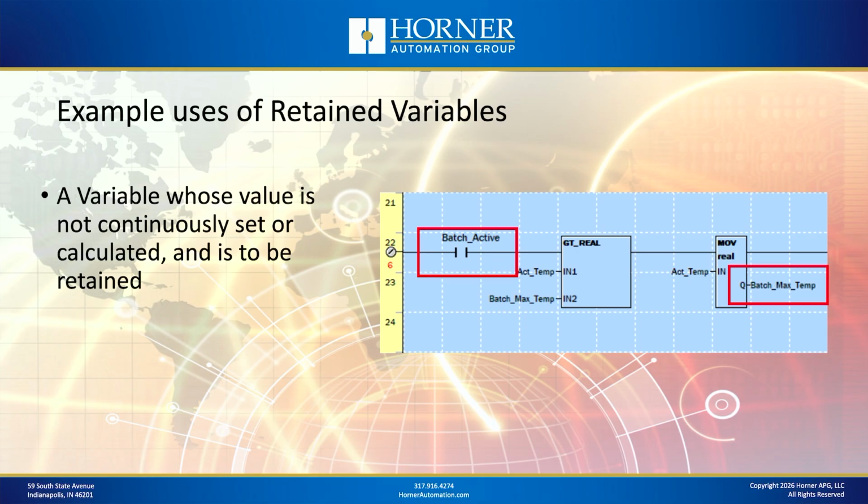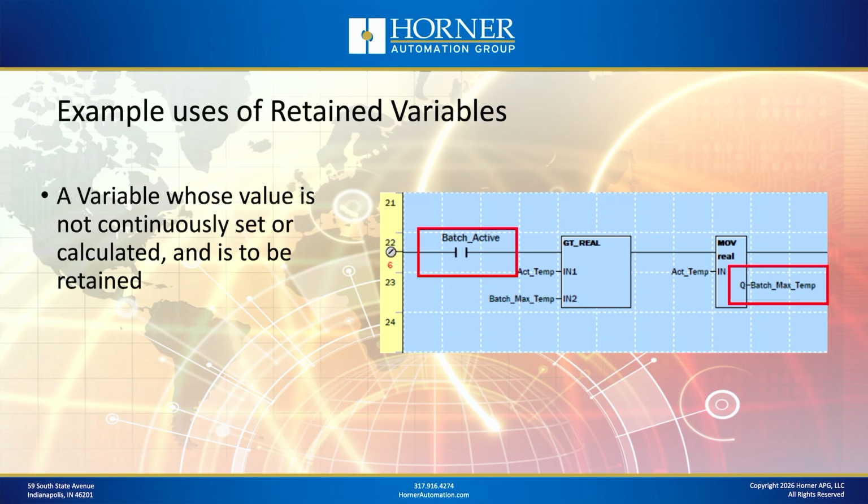Another example of a retained variable is a scenario where you have a variable that is not continuously being set or not continuously being calculated. So on the screen there, I've got an example where we're keeping track of the max temperature of a batch, all right? But we're of course only doing that when the batch is active, and the batch is not always going to be active. And as long as we want that max temp of the batch to be remembered through a power cycle, then that needs to be retentive because it's not continuously going to be calculated and the batch may not be active on the first scan.